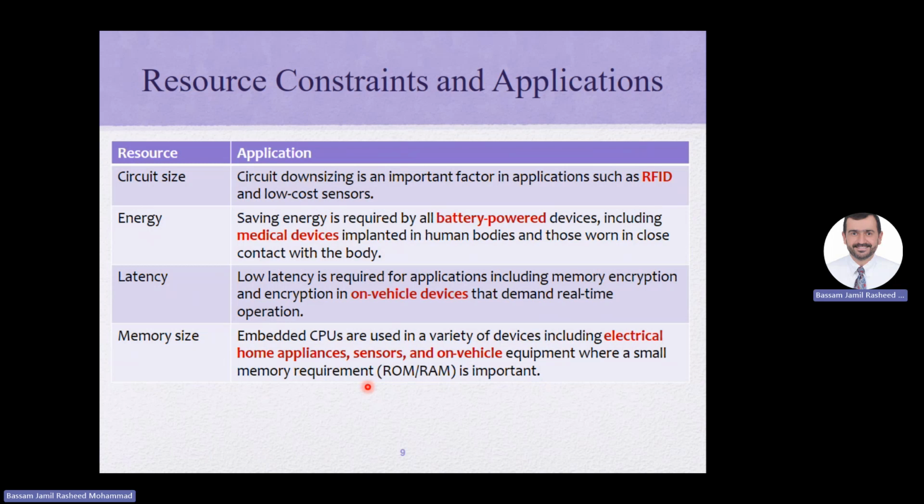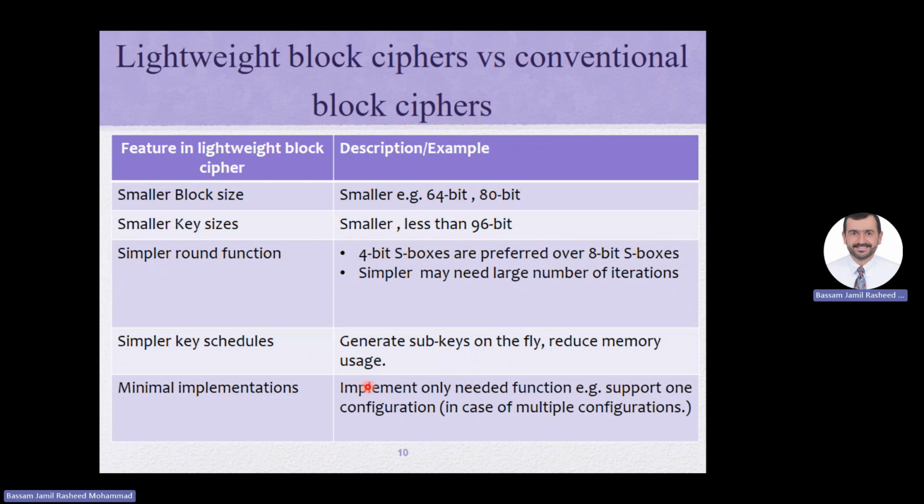Now, because these resource constrained devices are smaller, what we need to do is change the conventional block ciphers to more lightweight block ciphers. Here you have to understand that we have lightweight cryptography for symmetric encryption, lightweight cryptography for asymmetric encryption, and lightweight cryptography for hash functions. And now we're going to just focus on block ciphers, which are symmetric encryption.